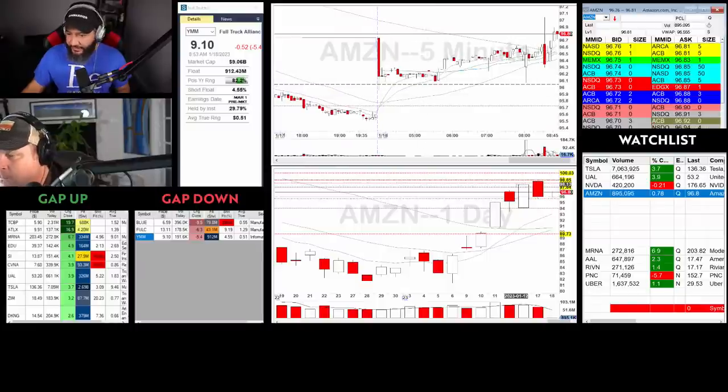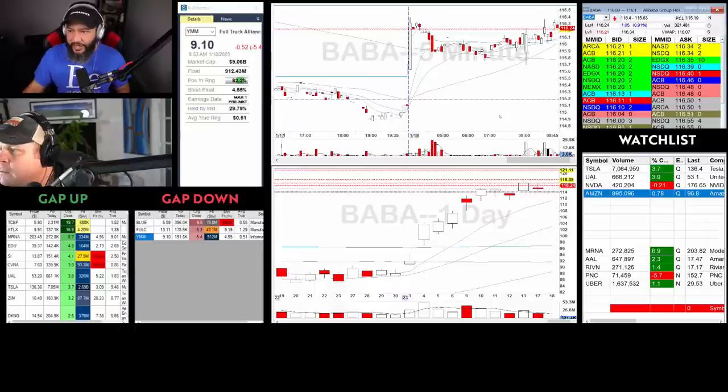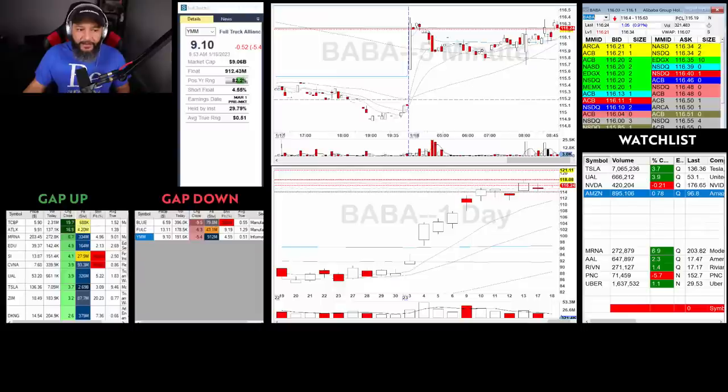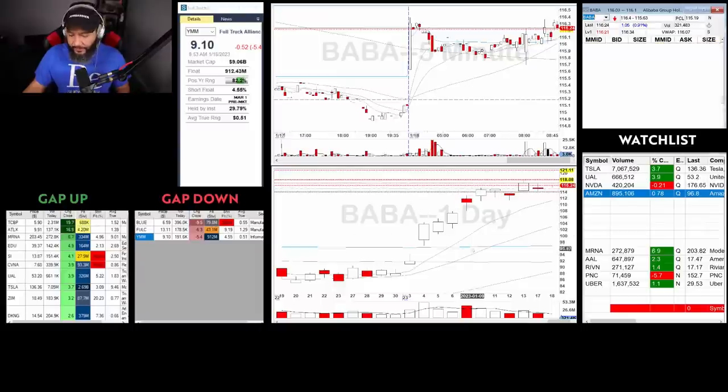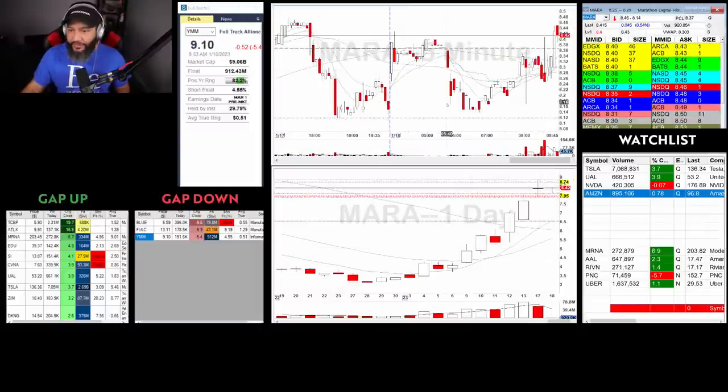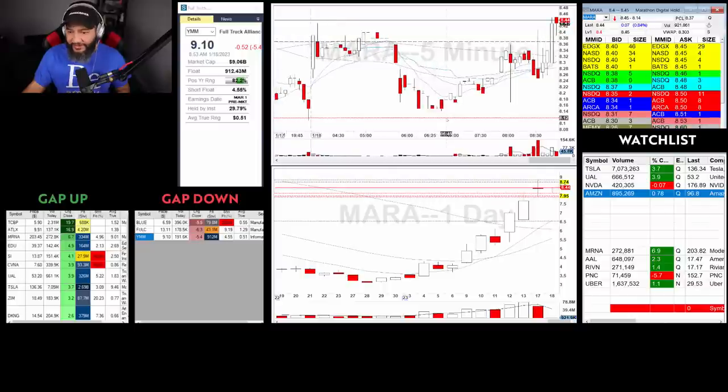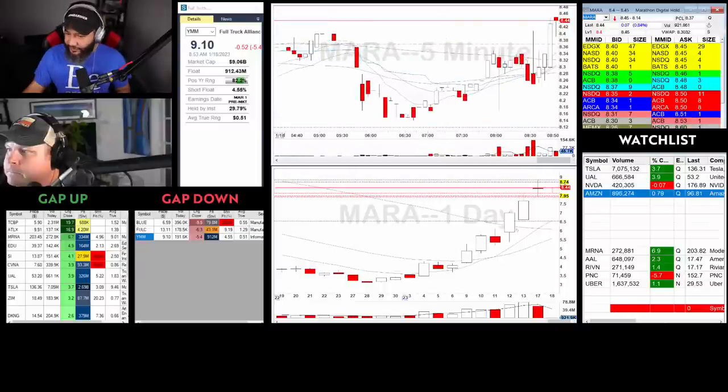Baba was horrible yesterday. I'm not going to add them to my list today unless they're doing anything crazy. No, they're pretty flat right now. So nothing to see there. And Mara, guys, Mara was brutal yesterday. Reminder of why I don't like this ticker at all. The daily has been doing some stuff here, but yesterday was just horrible, horrible.